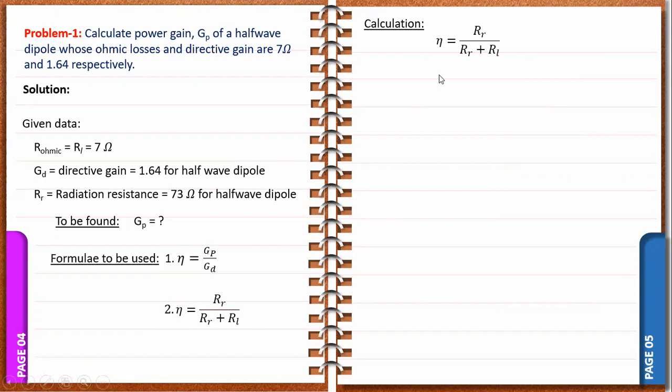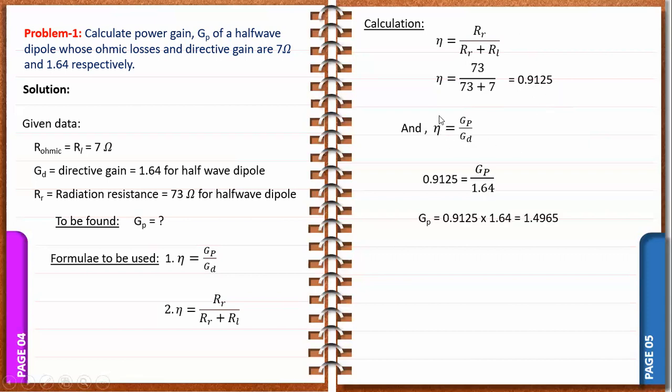Now we go to the calculation. So here we are finding out the efficiency first. Substituting the values of RR and RL, that is 73 and 7, in the expression, we get 0.9125. Now we need to find out GP. We have obtained the value of efficiency and we have been provided with the value of GD. Substituting these two values in the particular expression, we get GP equal to 0.925 multiplied with 1.64, which we get as 1.4965.